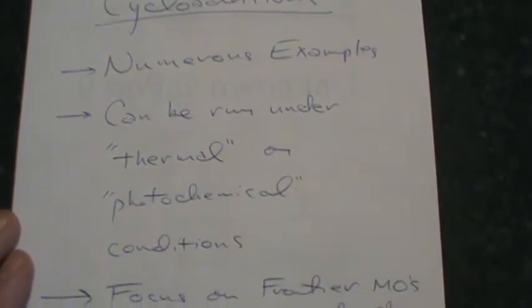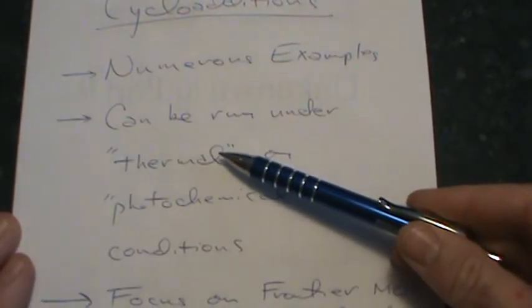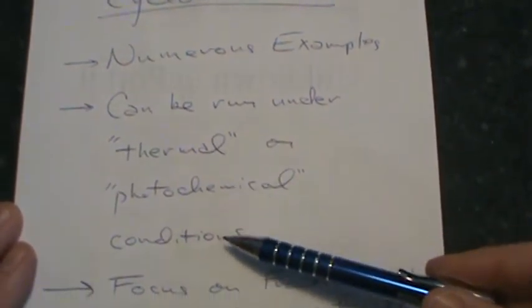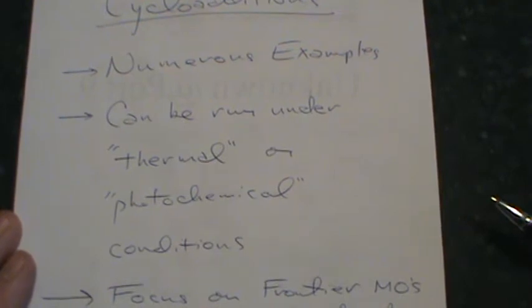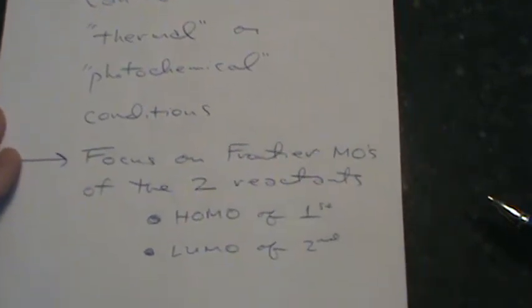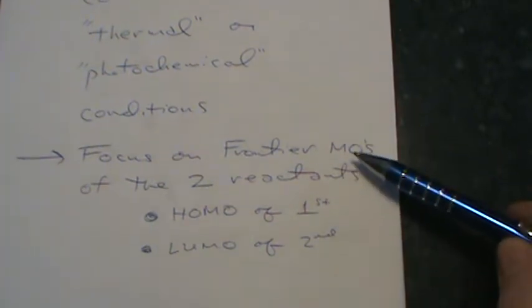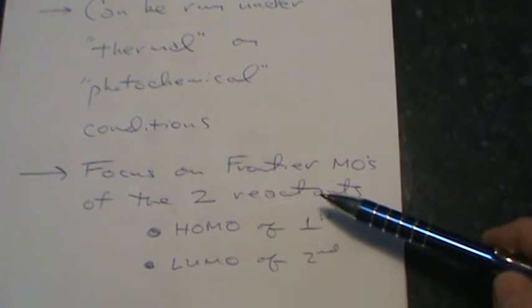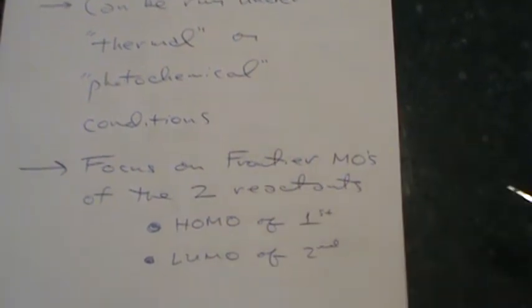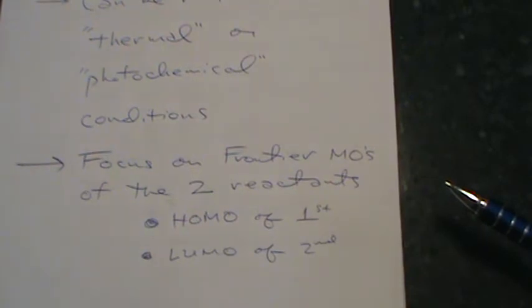It's important to note that cycloaddition reactions can be run under thermal and also photochemical conditions. And those are really just details, because in the end, whether it's under thermal or photochemical conditions, we're always going to do the same thing. We're going to focus on the frontier molecular orbitals of our two reactants. It's a cycloaddition, so there will be two reactants. This is a bimolecular cycloaddition reaction. So there'll be two species coming together to form a new ring.